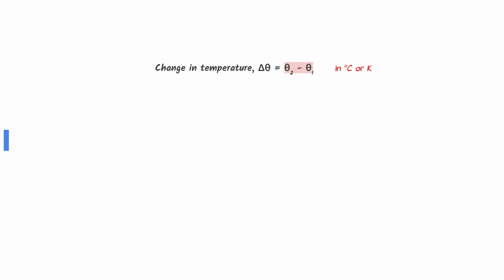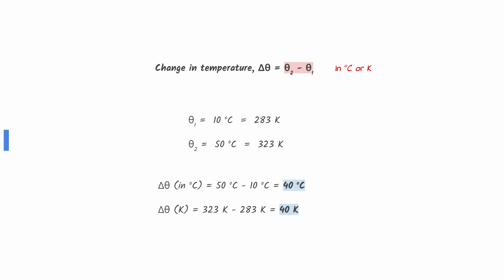Change in temperature is the same whether the units of the temperature is in degrees Celsius or Kelvin, since they both have the same scale. If you are ever unsure, always feel free to make up numbers to check. Here are two temperatures, 10 and 50 degrees Celsius. The difference is the same even when the units are changed to Kelvin.